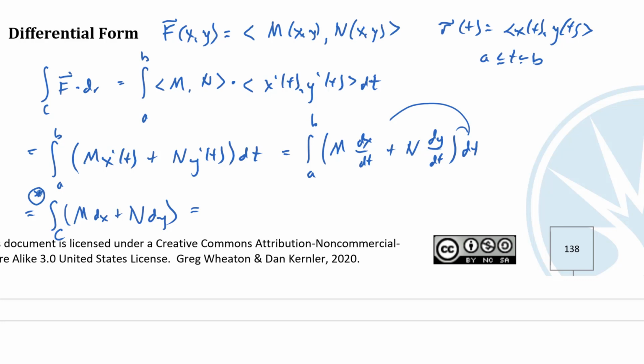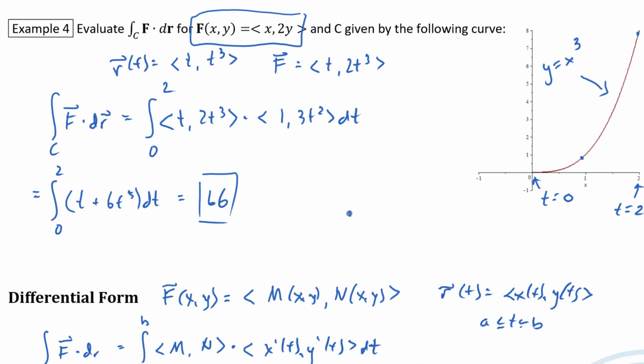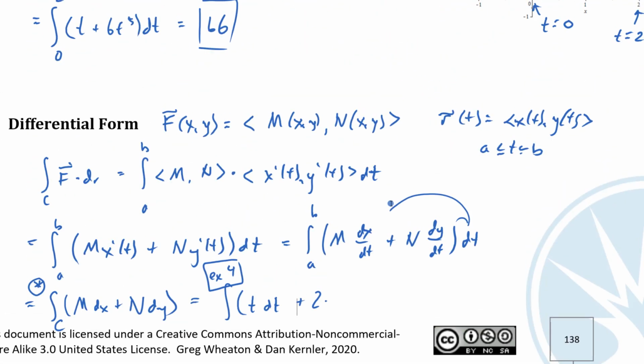But for now, if we keep going and say, well, what if I started with the differential form? Well, that would be the integral over the curve. Say for the previous example, say for example 4, the M was x, which was t. dx would be dt. And then N was 2y, so 2 times the y of t, which was t cubed, and then dy was 3t squared dt, from 0 to 2, and that's the same integral that we did.